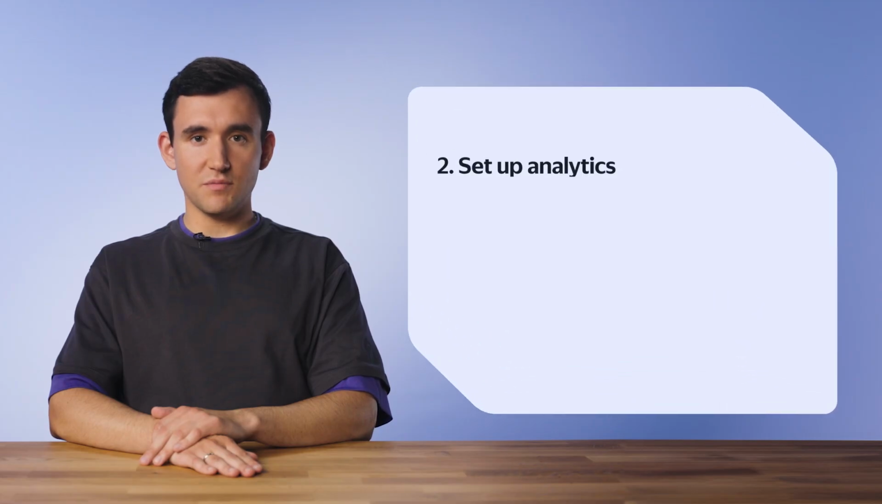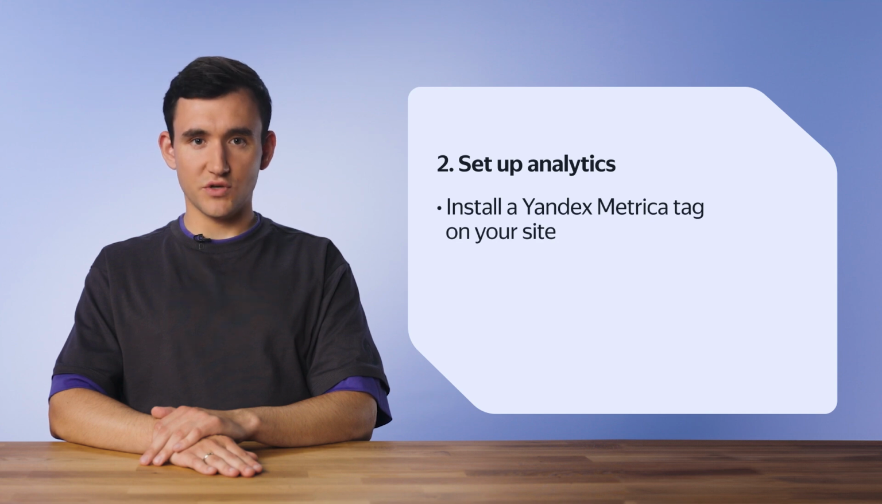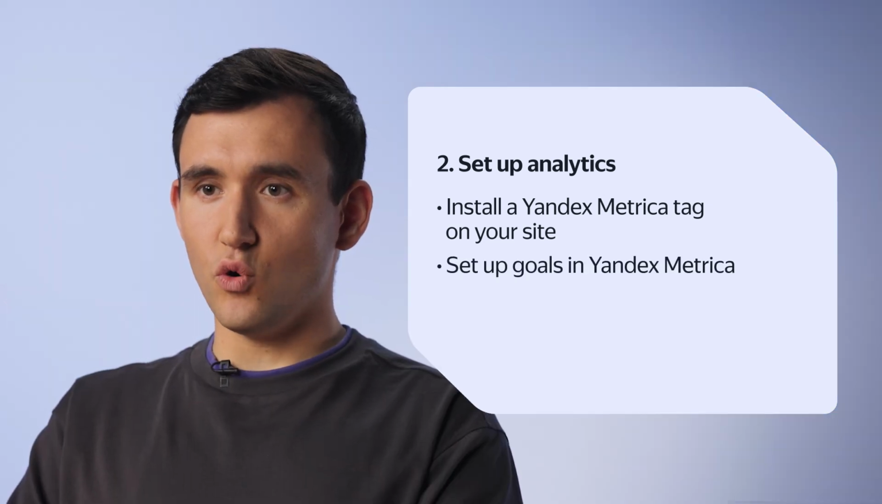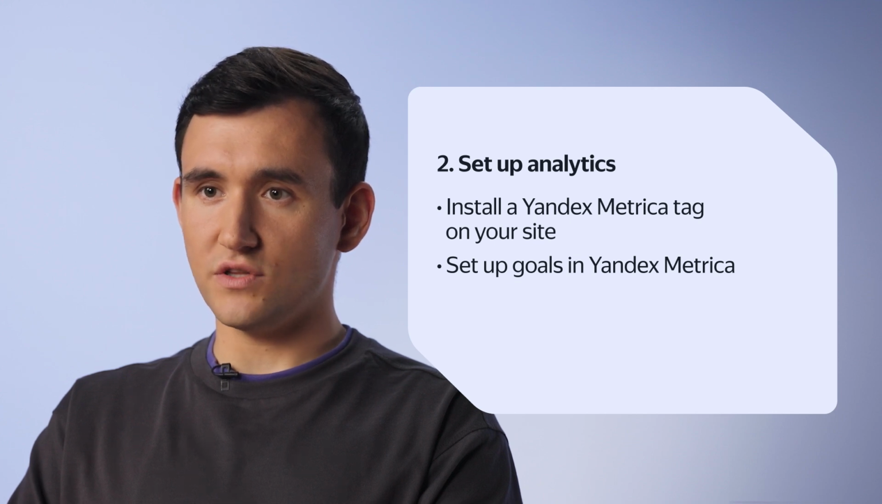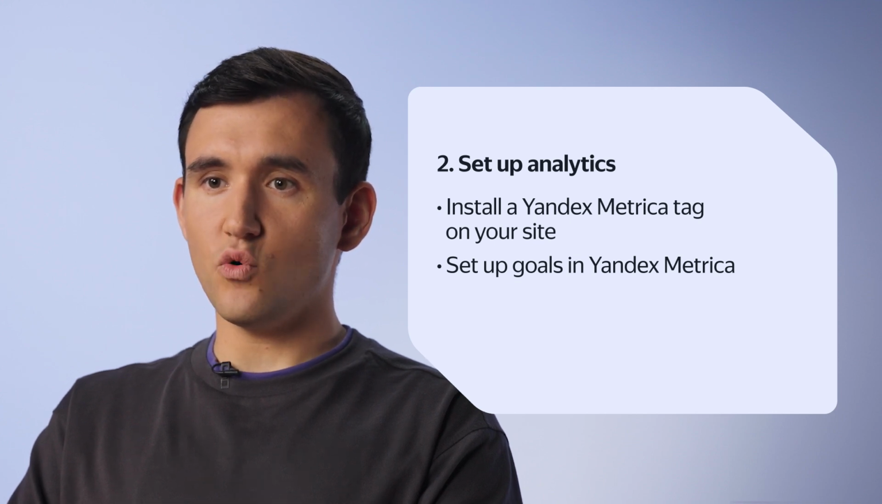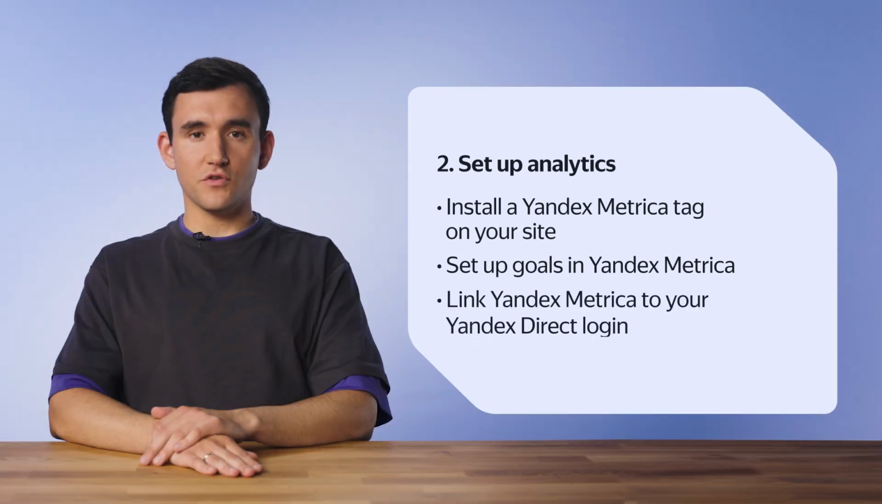The next step is to set up analytics. To measure the effectiveness of your campaigns correctly, you need to take 3 key steps. The first step, of course, is to install a Yandex Metrica tag to your site so you can track how your audience behaves when visiting it. The second step is to set up goals in Yandex Metrica in order to measure the effectiveness of individual actions on the site, such as submitting a request or completing a conversion. For the third step, link Yandex Metrica to your Yandex Direct login so you can access all advanced analytics in real time in a single window within the Yandex Direct interface.